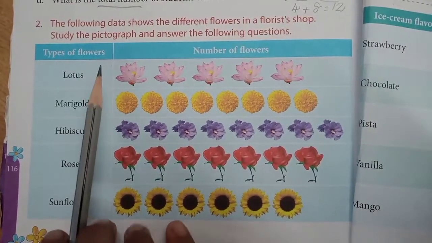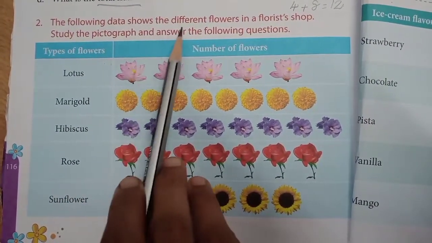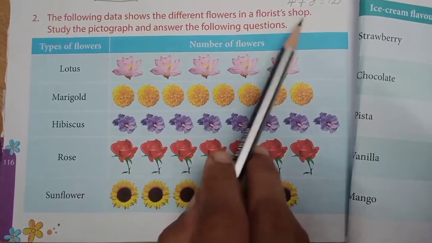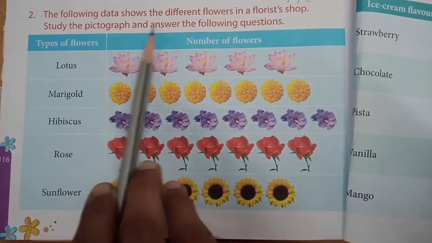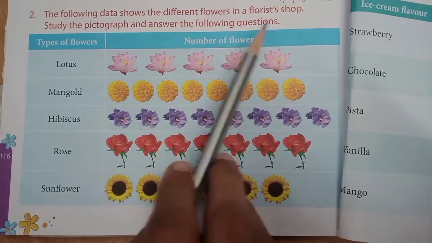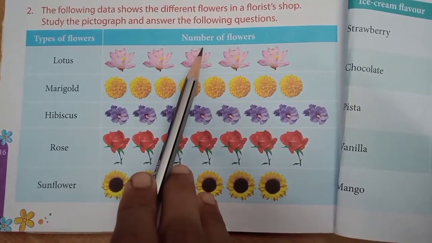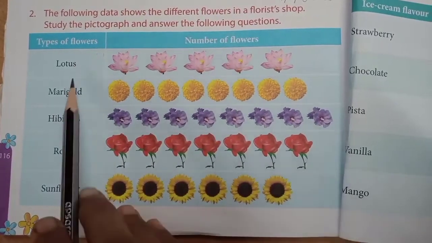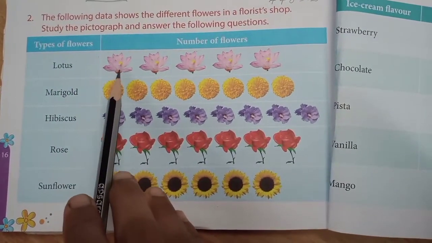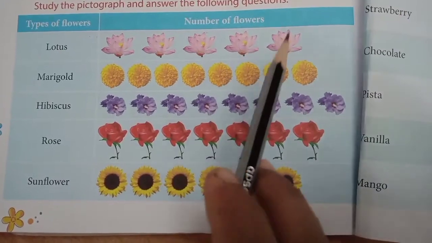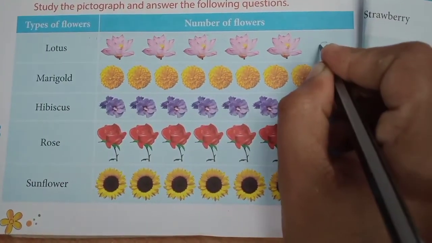Then our next question is, the following data shows the different flowers in a floristic shop. Study the pictograph and answer the following questions. First box is types of flowers and second box is number of flowers. It is a pictograph. Lotus. How many lotus are there? 1, 2, 3, 4, 5. So we just write the number 5.